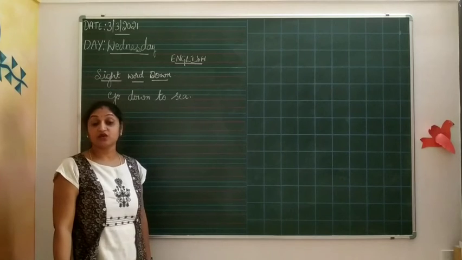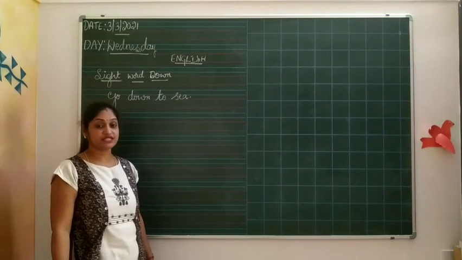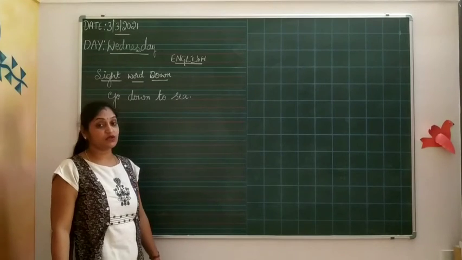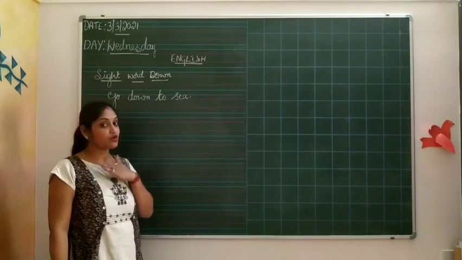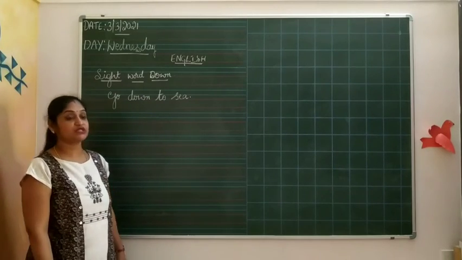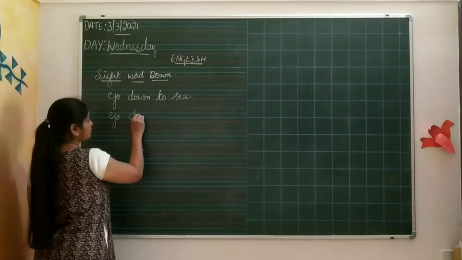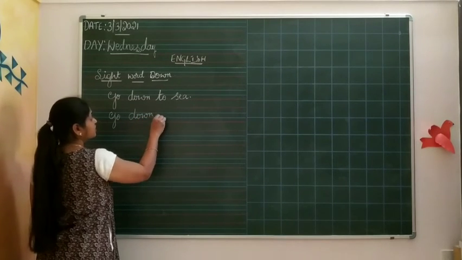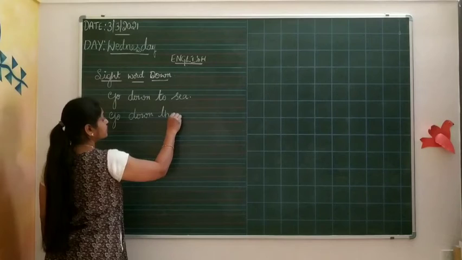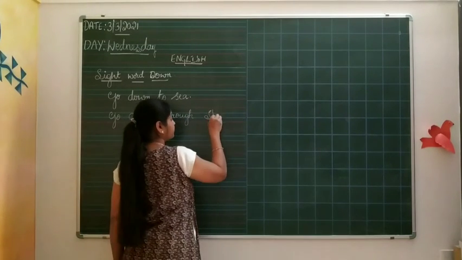Yes, shark, whale, octopus, many kinds of fishes you can see beneath the sea only. In the upper side of the sea you can't see anything. You have to go down to the sea. You will get the pearl also in that. Okay, next. Go down through stairs.